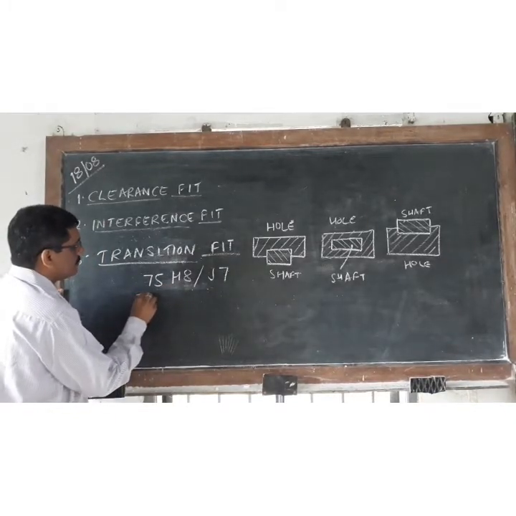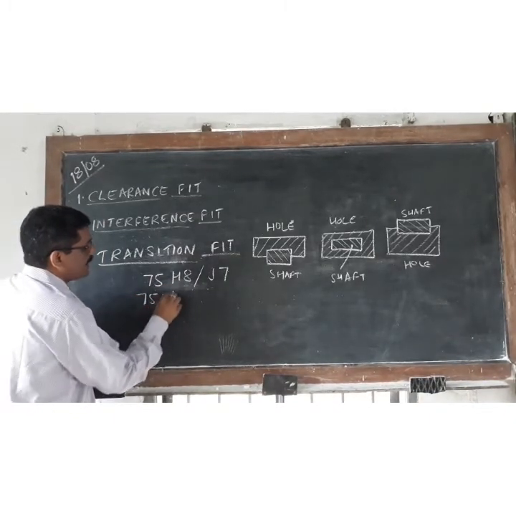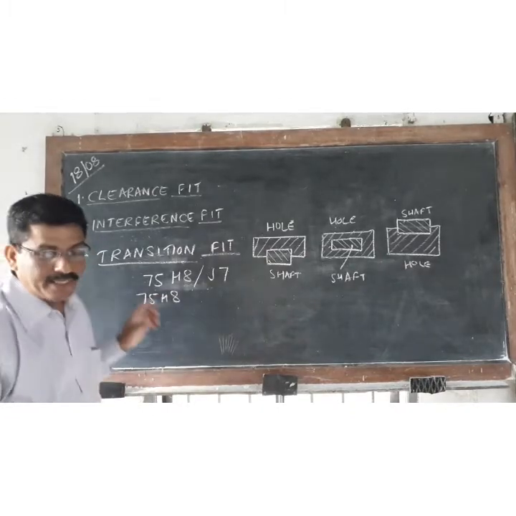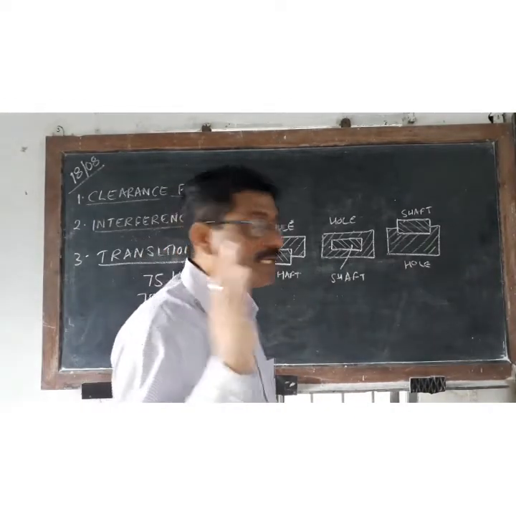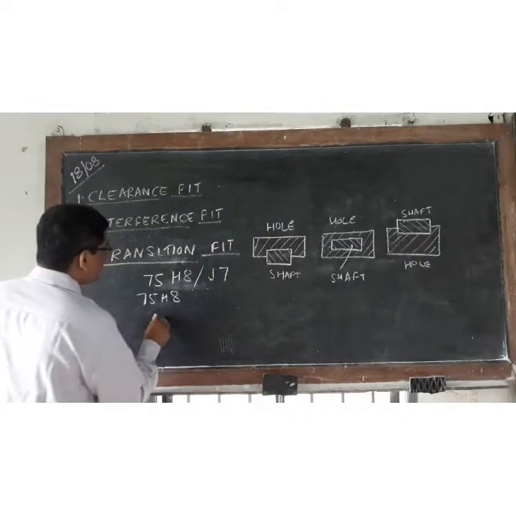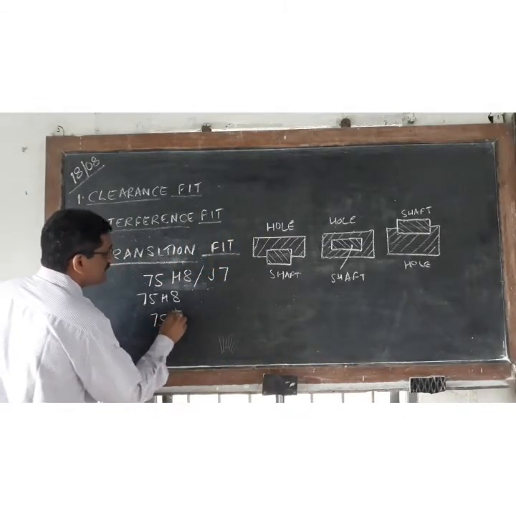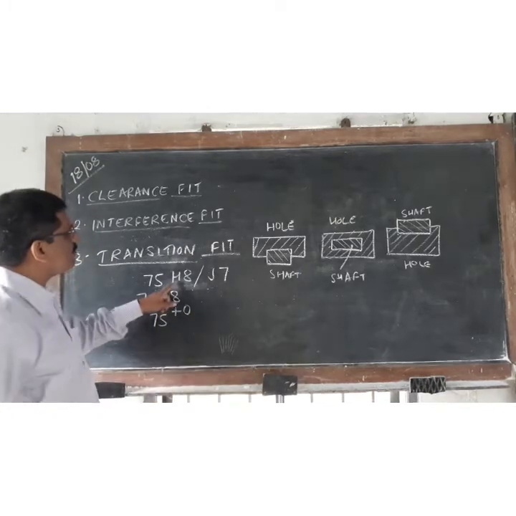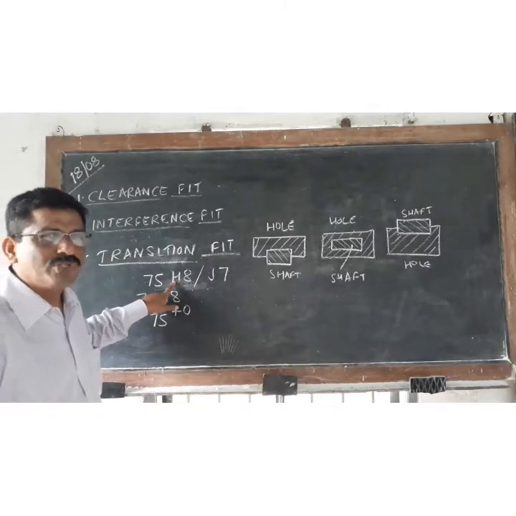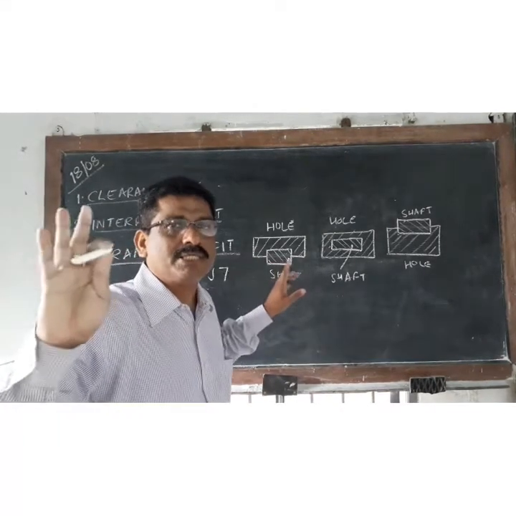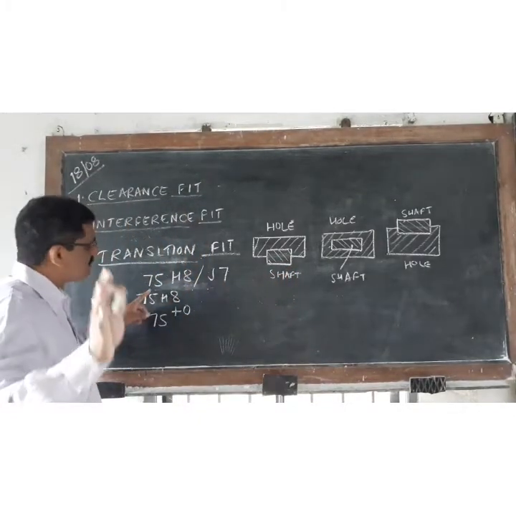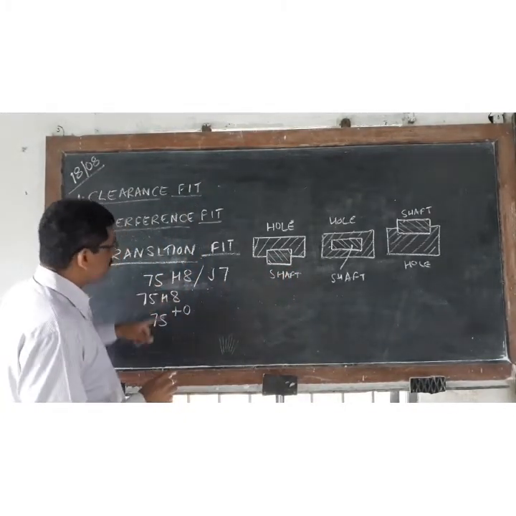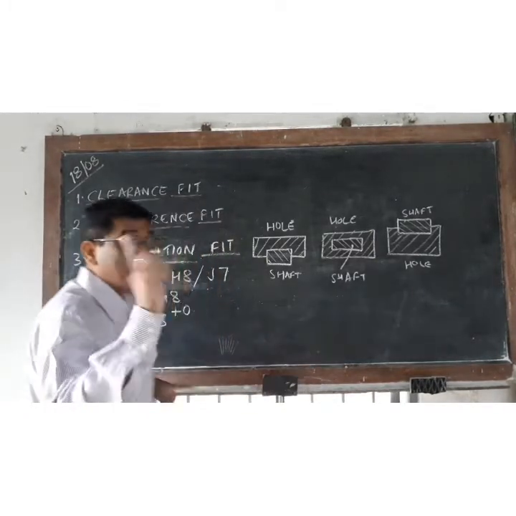So if you see 75 H8, in the sense you will get the deviation from the chart. 75 plus 0. H means almost it is coming 0 only. The first deviation almost is coming 0. Can't say sometimes, but almost it is coming 0. Plus 0, then plus 46.